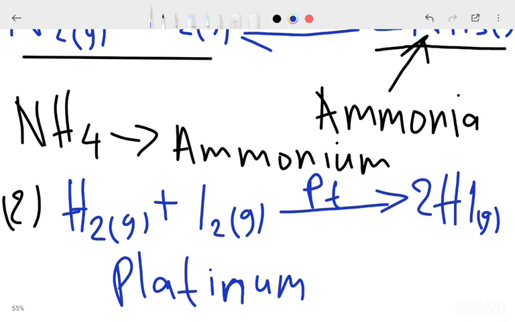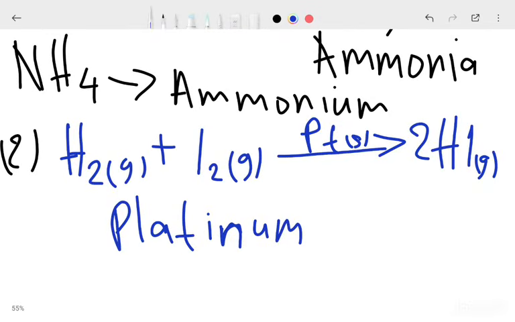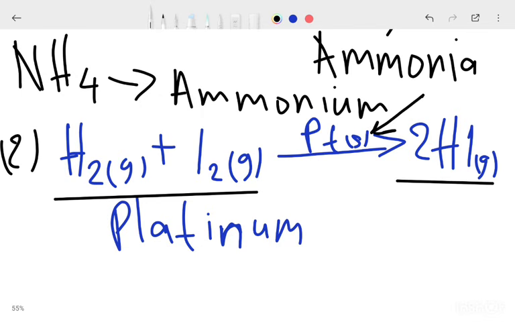Now, platinum is a solid. Now, you notice that, look at this one, the reactants are gas, right? The product too, gas. But the catalyst is in solid. So this one too is a heterogeneous reaction. Now, take note.